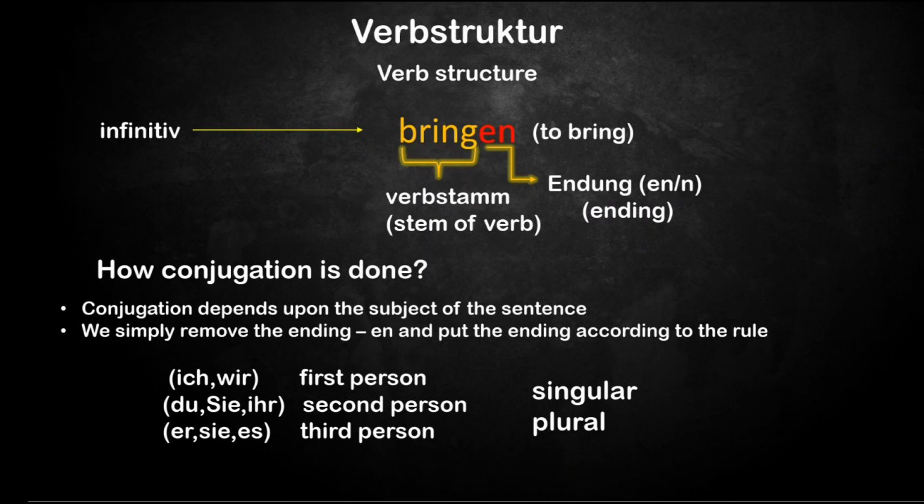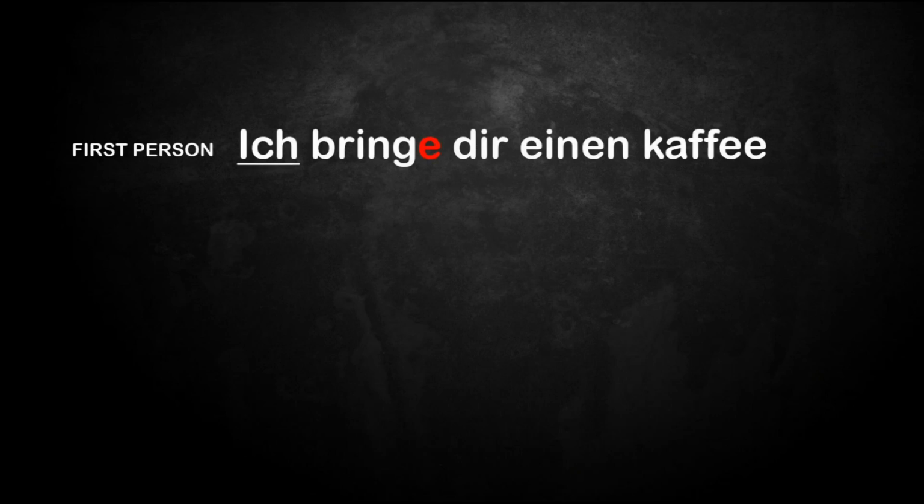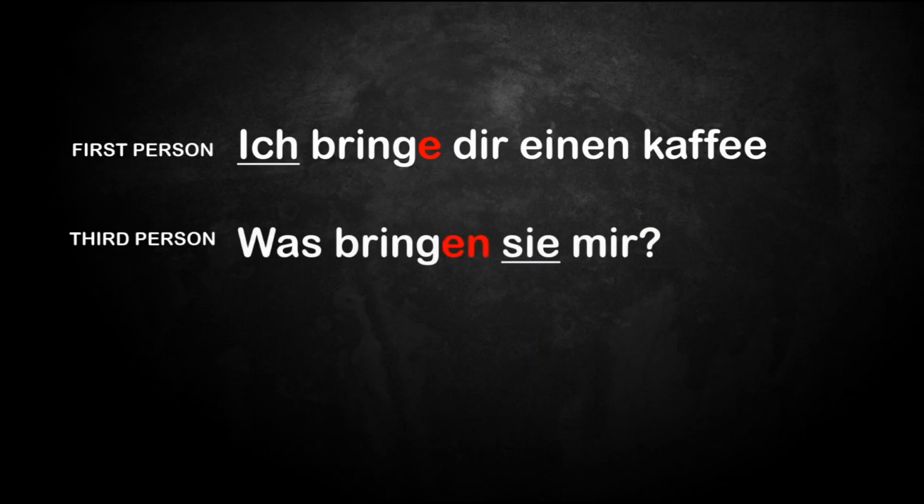Now I will show you two examples. The first one is in first person: Ich bringe dir einen Kaffee. The second one is third person: Was bringen Sie mir? It's a question. Both sentences have the same verb bringen, but they are conjugated differently. As you can see, the highlighted endings are different. Now you understand what I mean by the verb has to be conjugated according to the subject. The subject in the first sentence is ich, and in the second it is sie, third person plural.